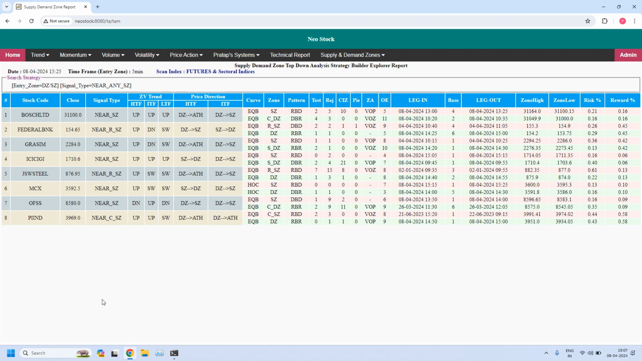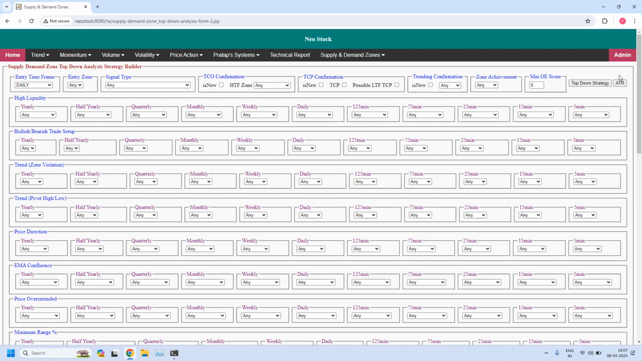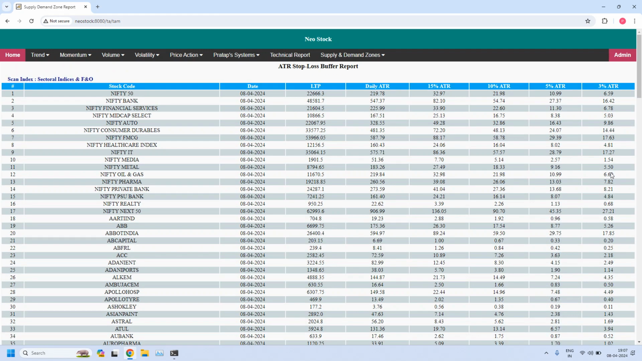Now we are going to generate the last report, that is stop buffers for all the time frames. I mean all the income trades, 4 income trades. So we are generating stop buffers based on daily ATR. So this is the daily ATR, and we have calculated 15% daily ATR, 10% daily ATR, 5% daily ATR and 3% daily ATR. You know how to use them. We already learned in our training course. I think in lesson 19 you learned, if I am not wrong.